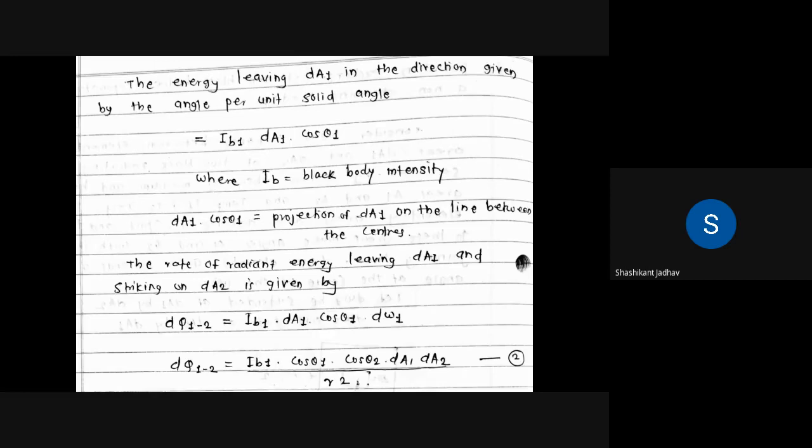Okay, so now the rate of radiant energy leaving DA1 and striking on DA2 is given by. Now we have to calculate the energy that will leave from the small elemental area DA1 and strike on the small area DA2. We have to find out the equation for that. So write down the equation, the rate of radiant energy leaving DA1 and striking on DA2 is given by.